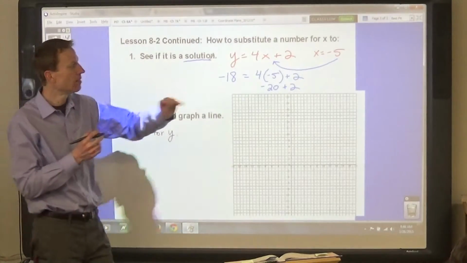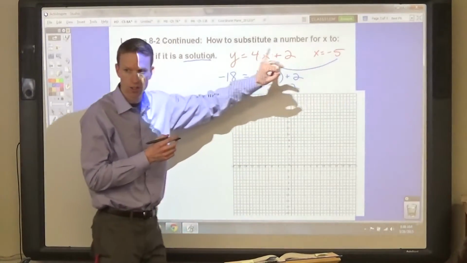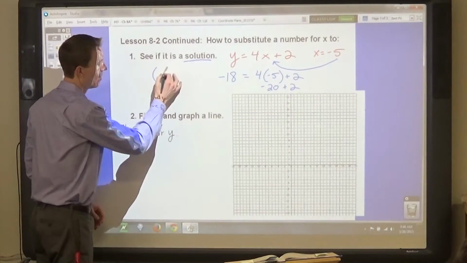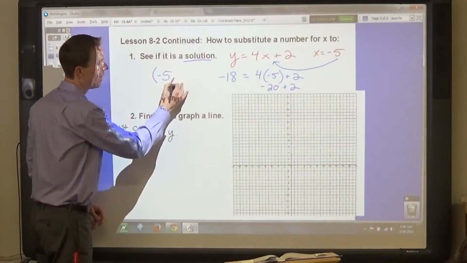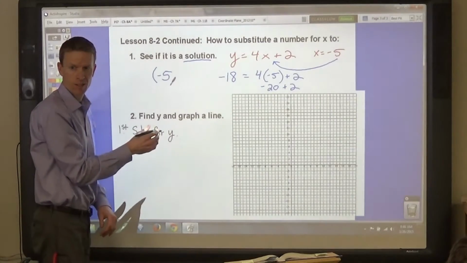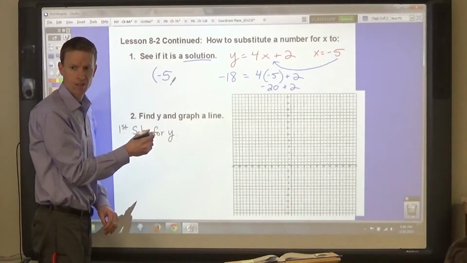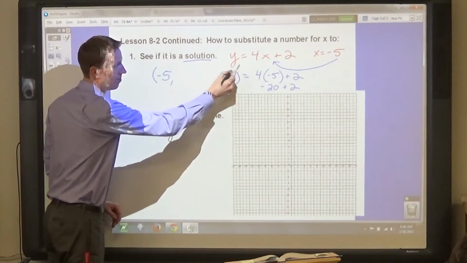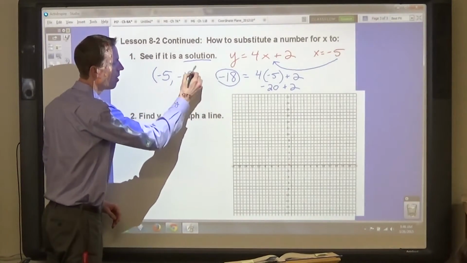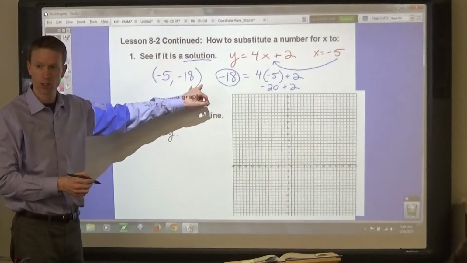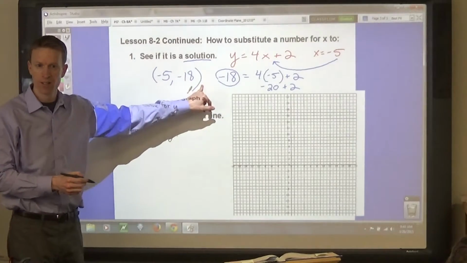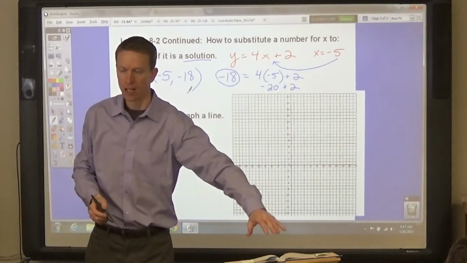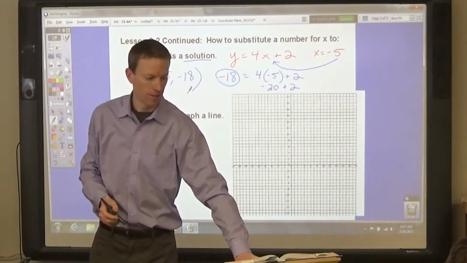If x is negative 5, what is the solution for this equation? X is negative 5, we would write negative 5, comma, negative 18. These two numbers go together to make a solution. Okay? So that's the first section of this lesson.